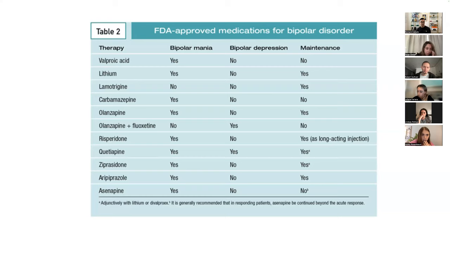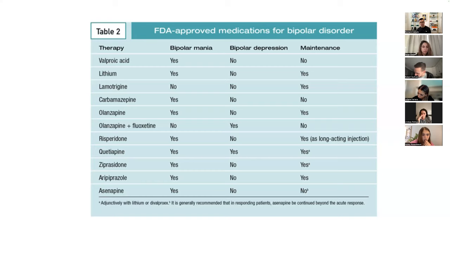Bipolar mania, all right? Olanzapine fluoxetine combination, even though I told you guys SSRIs are a big no-no for patients with bipolar disorder, the only exception is when you combine fluoxetine with olanzapine. It is combined and it's evidence-based for bipolar depression. And the trade name is called Symbiax, S-Y-M-B-I-A-X, olanzapine fluoxetine combination, all right?